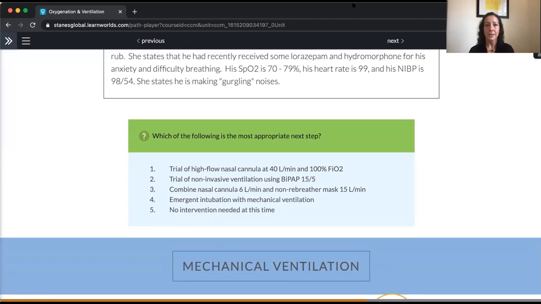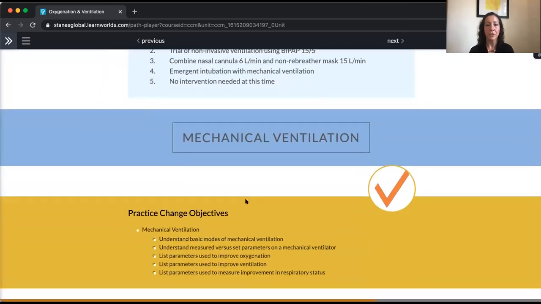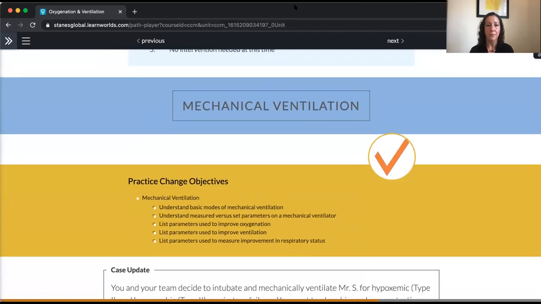Okay, I am going to stop screen sharing for just a minute because we're about to get into mechanical ventilation, which I know can be challenging to understand sometimes. So I just want to stop and check in with everyone and see how you're doing, if you have any questions before we get to mechanical ventilation. You can put it in the chat box. You can unmute. I'm very happy to see you all and have such a great audience.